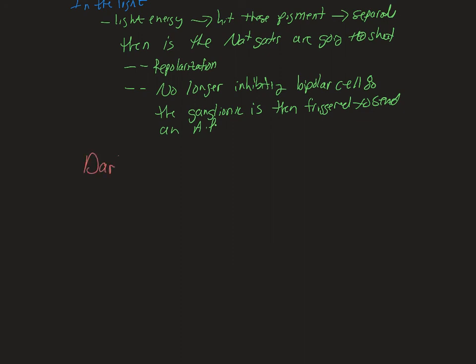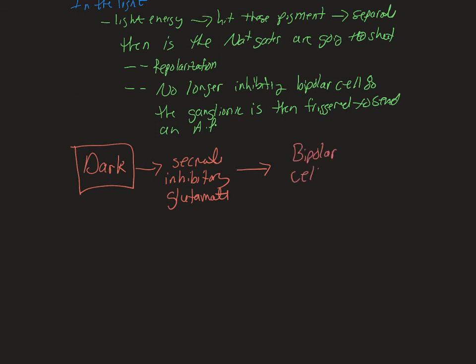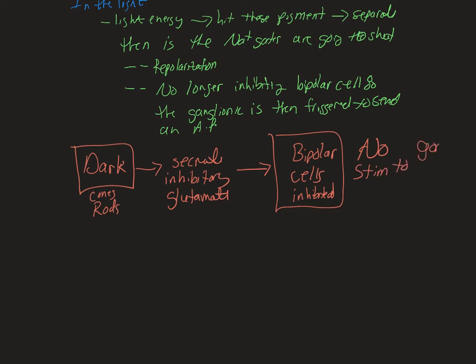So we've got in the dark, all right, it is dark out, okay? So we're going to secrete inhibitory glutamate, okay? That means the bipolar cells. So right here, we're dealing with our cones and rods here. Cones and rods are secreting inhibitory glutamate. So bipolar cells are inhibited, okay? Which means no stimulus to the ganglionic cells.